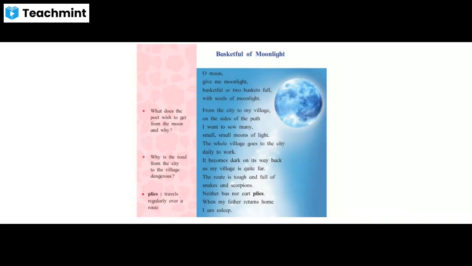Neither bus nor cart plies. This is also the best example of alliteration. We can pronounce it like neither, the n sound, and nor, the n sound. The n sound is repeated pleasingly for greater poetic or musical effect. Then, O moon, give me a basketful of moonlight. Example of apostrophe.